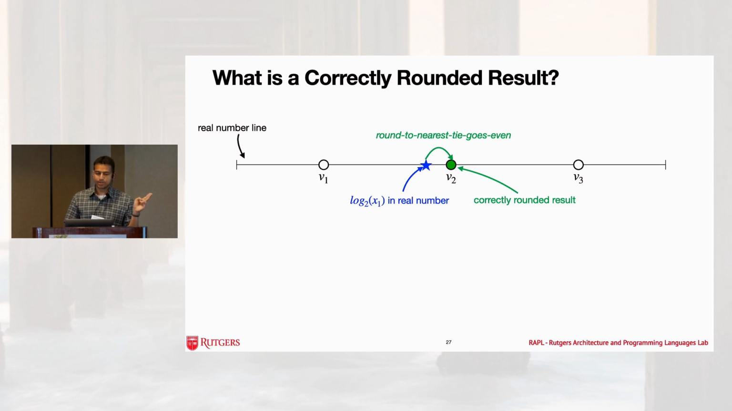This result, v2, is then called the correctly rounded result of log2 of x in float. An elementary function that produces correctly rounded results for all inputs is called a correctly rounded elementary function, and a math library of correctly rounded elementary functions is called a correctly rounded math library.